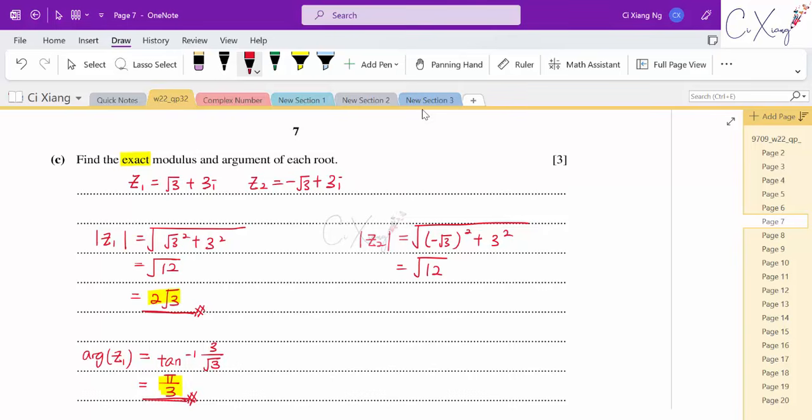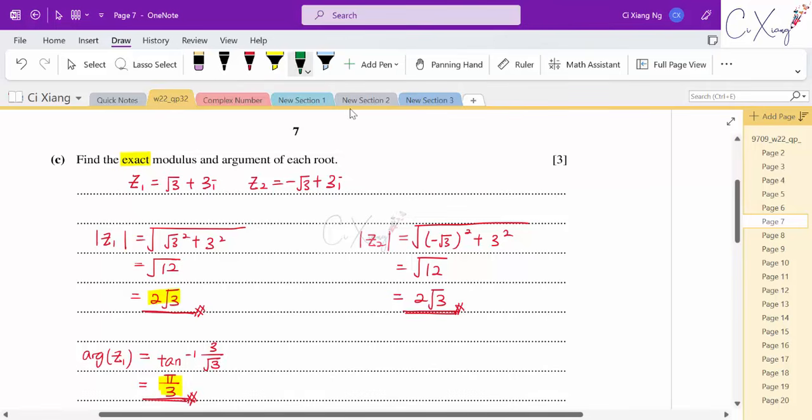If I try to simplify, I get the same value, which is square root 12, and that is 2 square root 3. So the modulus for root number 2 is actually 2 square root 3 as well. So you can observe that they are the same, right? The modulus for both roots are the same.